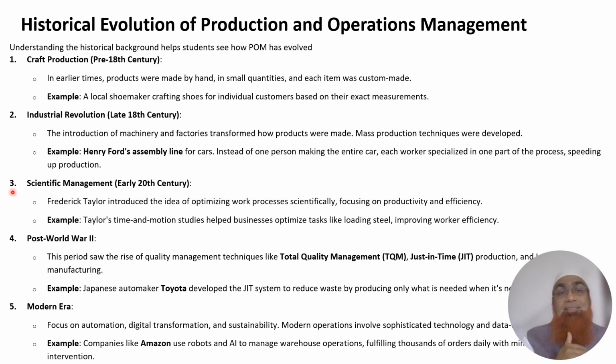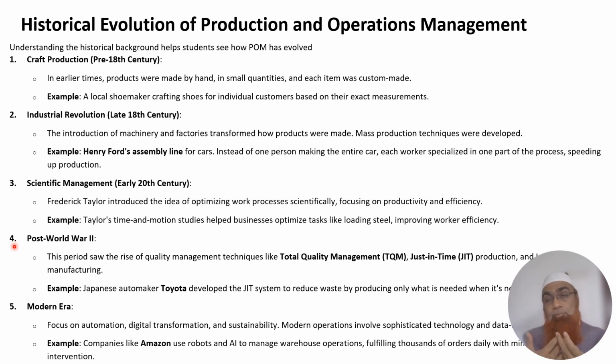The third important stage is scientific management, which is early 20th century, where science, technology, innovation, research, and other things started happening, and that modified the overall production process or manufacturing in the factory. There is the example of Frederick Taylor, who introduced the idea of optimizing work processes scientifically, focusing on productivity and efficiency. How productivity can be increased is about specialization and automating one particular process, so that things can be delivered with accuracy, consistency, and in a timely manner.